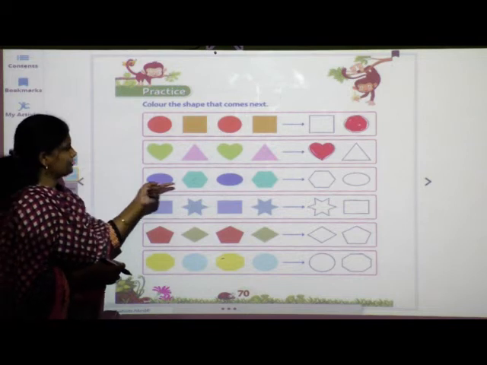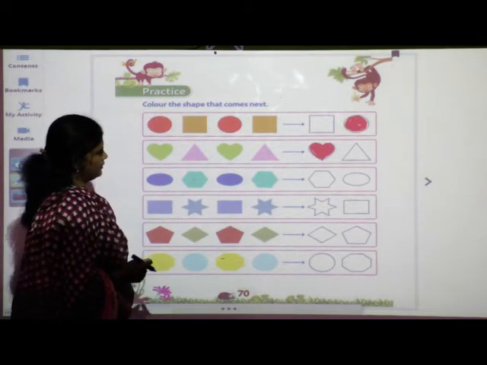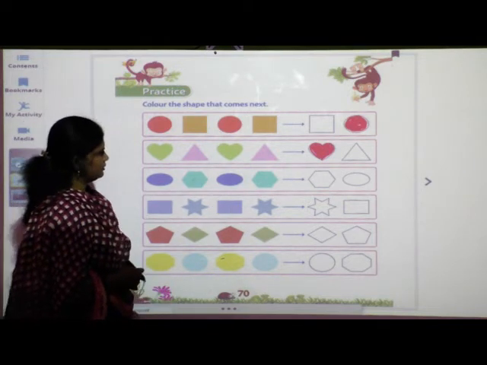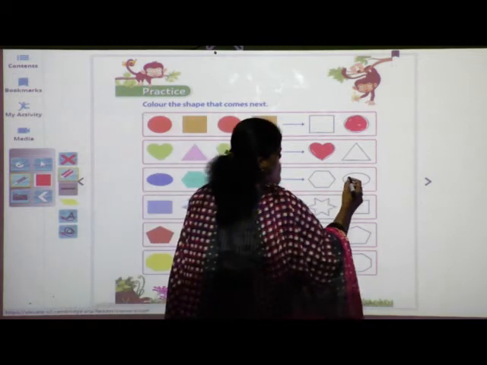See now, 1, 2, 1, 2. So which will be the first one now? Yes, oval one.